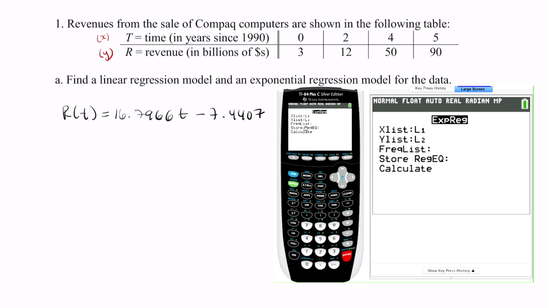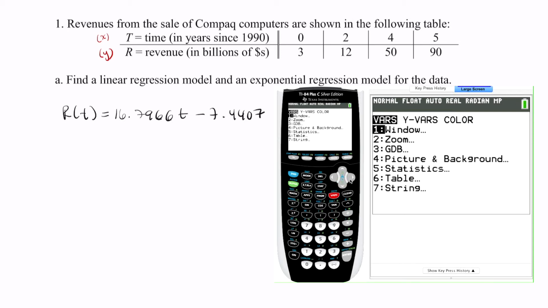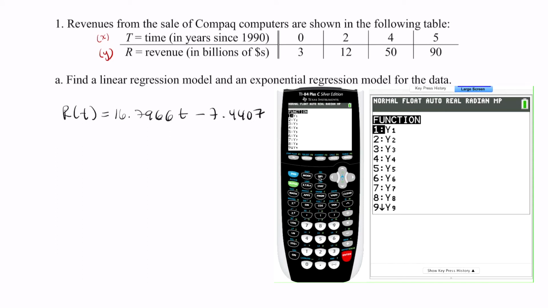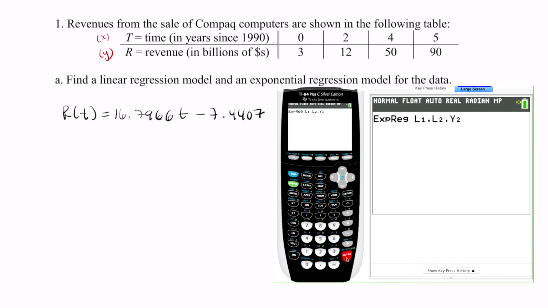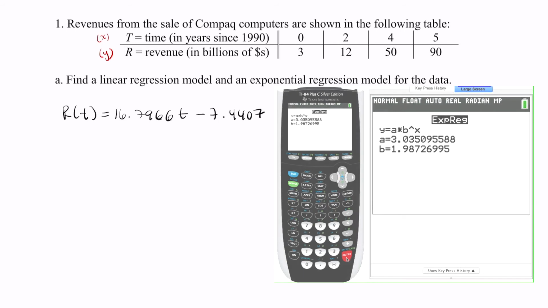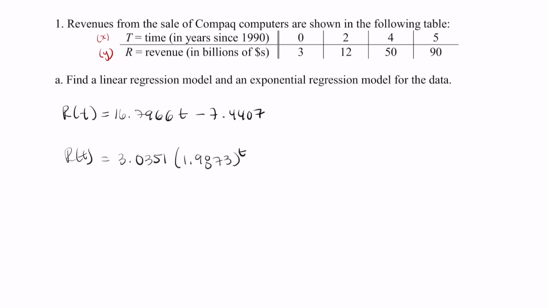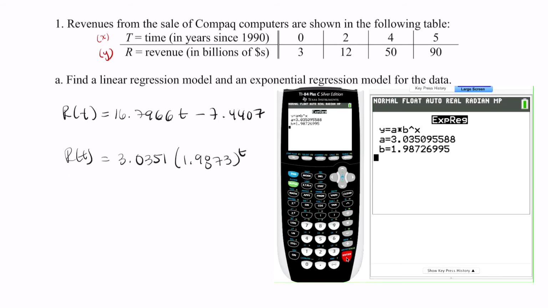So L1 is our independent variable, L2 is our dependent variable, and I'm going to go ahead and store this again. Go to vars, function, y vars, function, and then store it in the second one by hitting 2. Enter. And there is my exponential regression equation, and let me write that down as well. And there we have both our linear and exponential models.